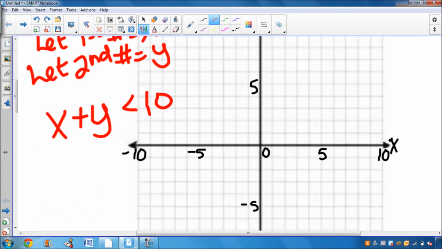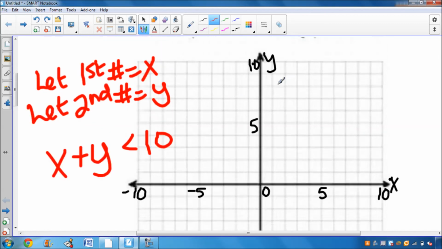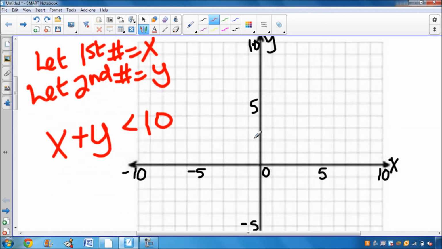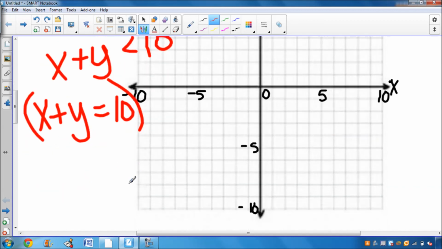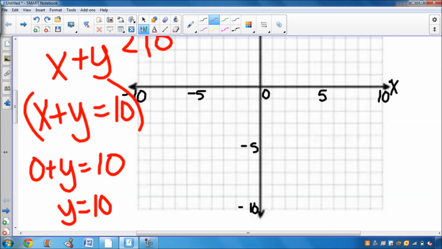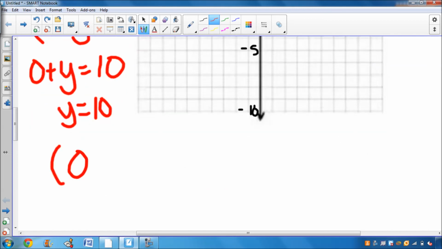Now I can isolate the y, and in this problem it's easy to isolate the y, but what I'm going to do first is I'm actually just going to plug in some numbers and find my y-intercept and my x-intercept. Well, my y-intercept happens when x equals 0, okay? So that means I want to just figure out how do I graph out the line x plus y equals 10, all right? So that means that if x is 0, y is 10. So a coordinate that I know for sure it goes through is 0, 10.